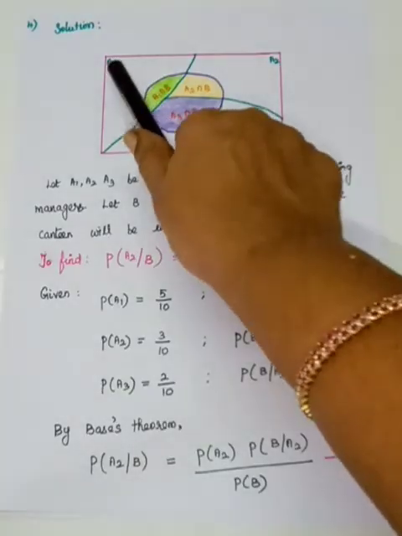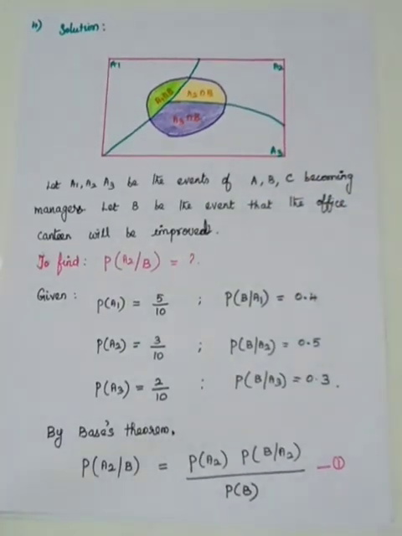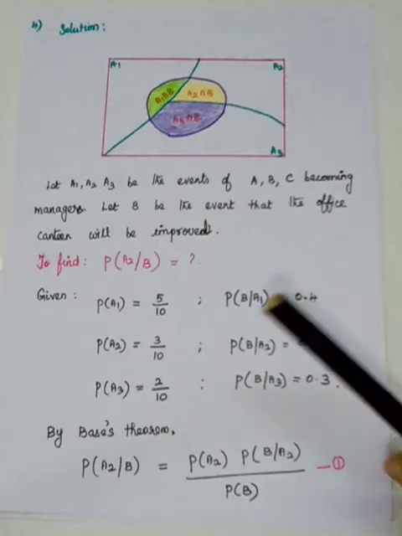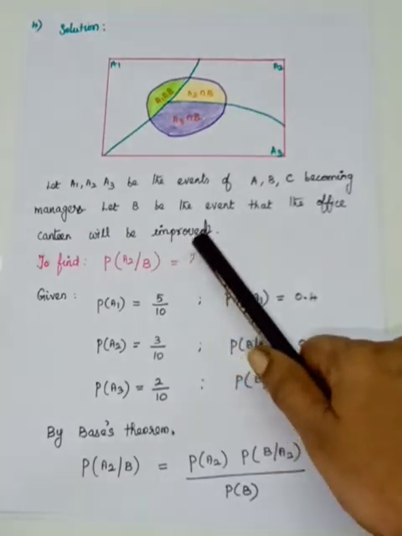Okay, so here A1 means what? It is the event that the person A becomes manager. A2 is the event that the person B becomes manager. What is A3? A3 is the event that the person C becomes manager. And here they are asking, if they become managers, what is the probability that the office canteen will be improved. So therefore, let B be the event that the office canteen will be improved.